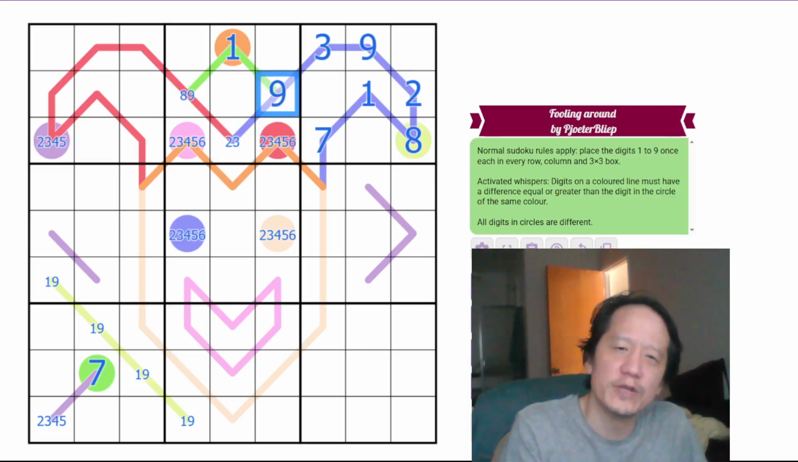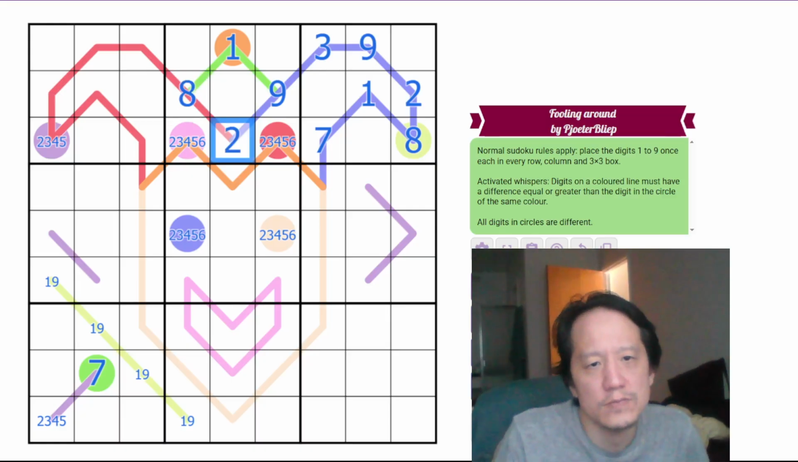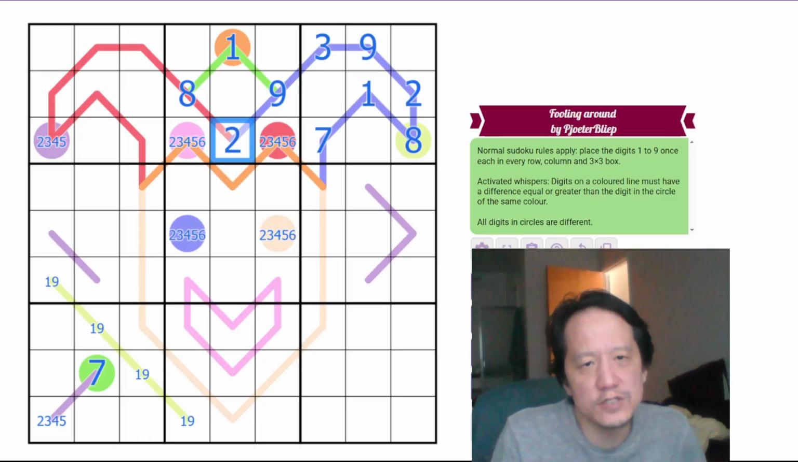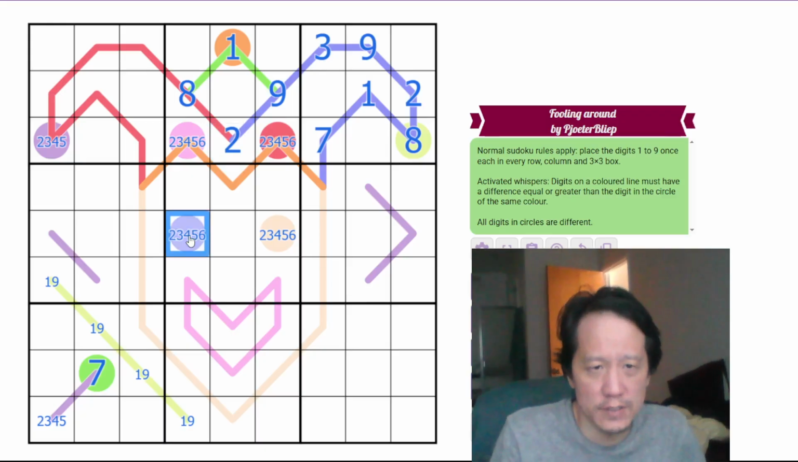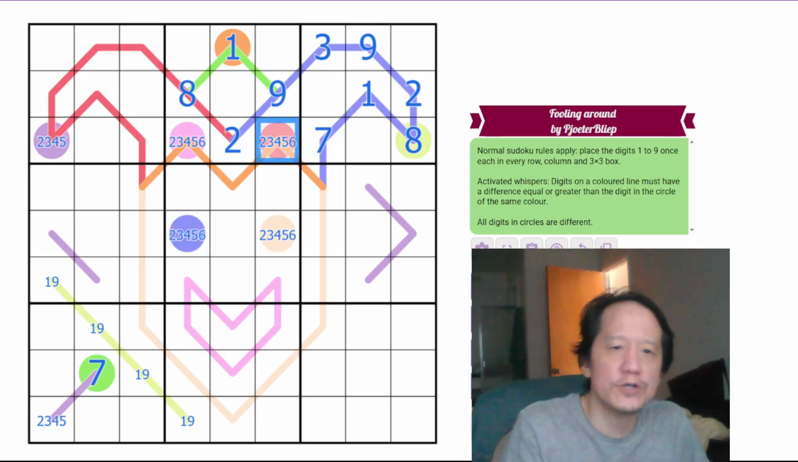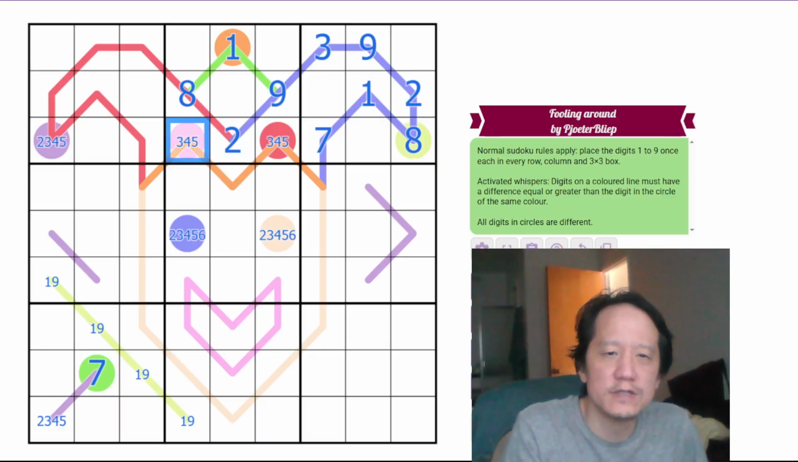So this would have to be 9. And this would be 8. So this would be 2. That's possible then. So then this would be 6. 2 could not be either of these in that instance, and 6 could not be here.